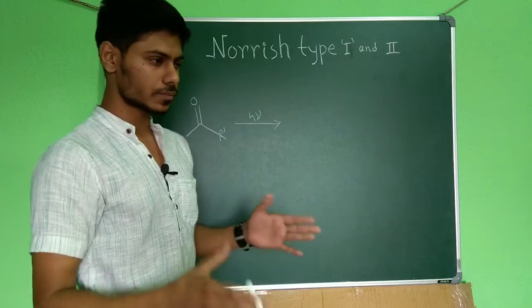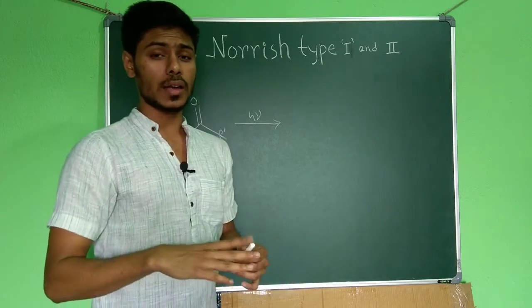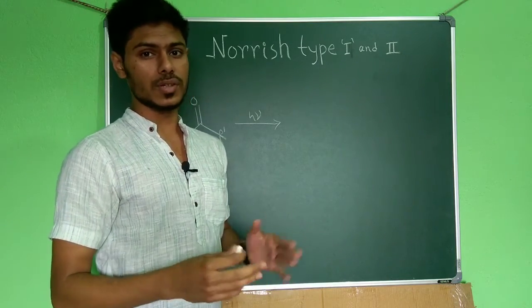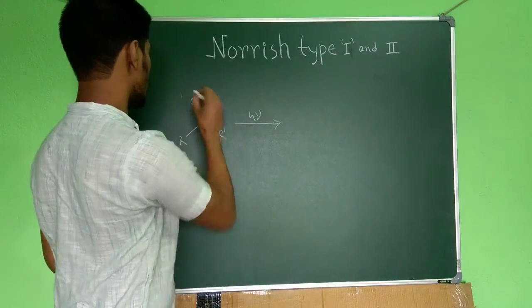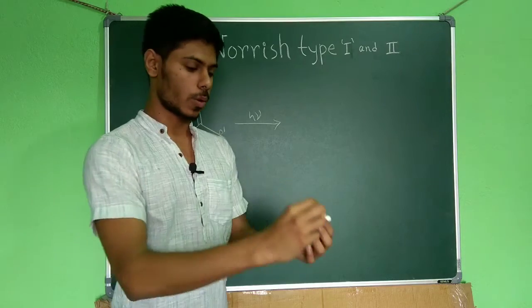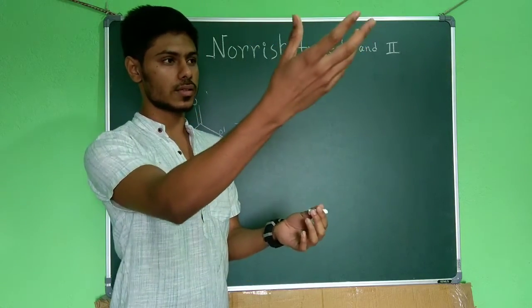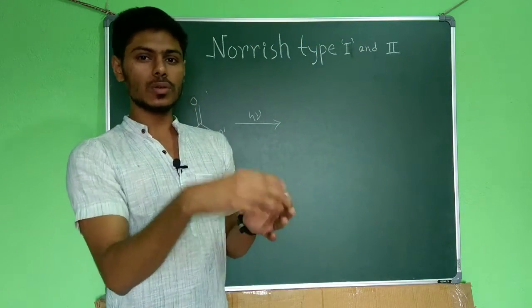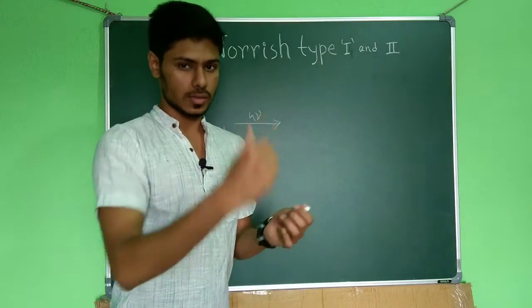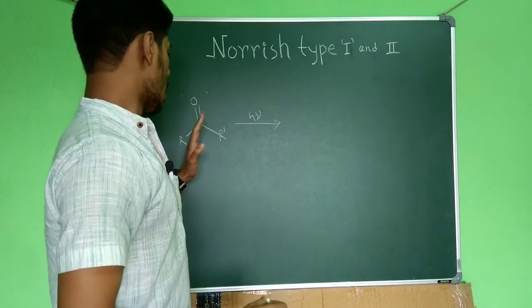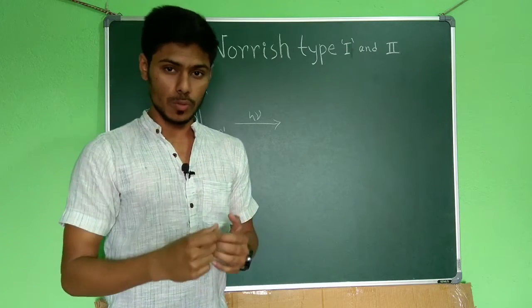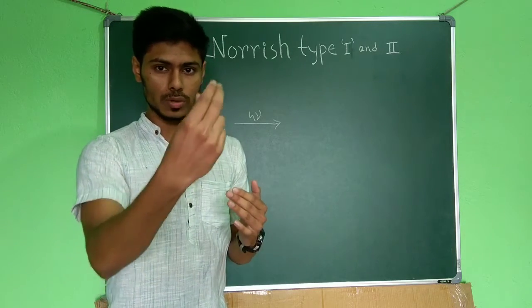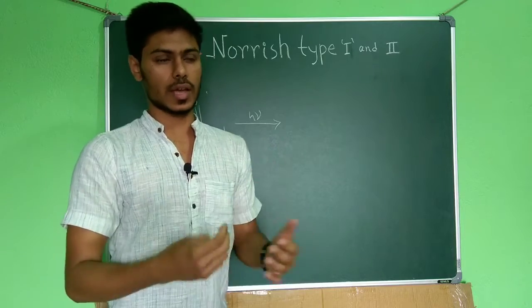If you have the basic idea of photochemistry, you will know that the excitation of this molecule will occur, that is, the electron will excite from the ground state to the excited state, or in general the molecule will excite from the ground state to the excited state. That excitation will occur between the HOMO and the LUMO of the molecule, that is, from the HOMO to the LUMO the electron will excite.